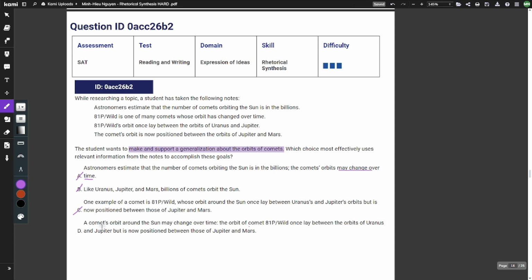And then D, a comet's orbit around the Sun may change over time. The orbit of comet 81P/Wild once lay between the orbits of Uranus and Jupiter, but is now positioned between those of Jupiter and Mars. So this time, it does make the claim, it does make that generalization, that a comet's orbit may change over time, and then it does give that evidence by giving the example of the orbit of comet 81P/Wild. So D is going to be our answer.